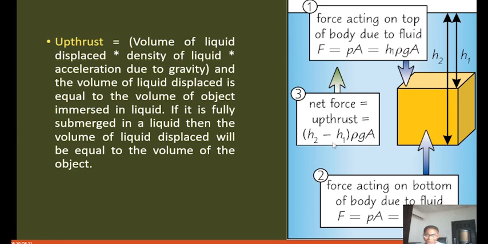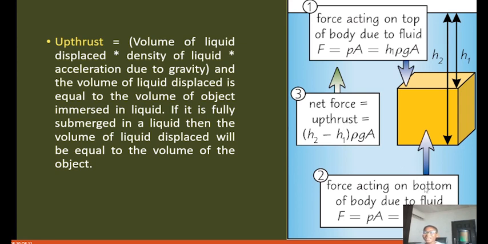This is the formula, with the height H2 minus H1. This is the first height and this is the second height, that is from this point to the top of the water. So the net force is equal to the upthrust, which is equal to H2 minus H1 multiplied by the density multiplied by the acceleration due to gravity multiplied by A. That net force is equal to the upthrust. This is the formula for the upthrust.